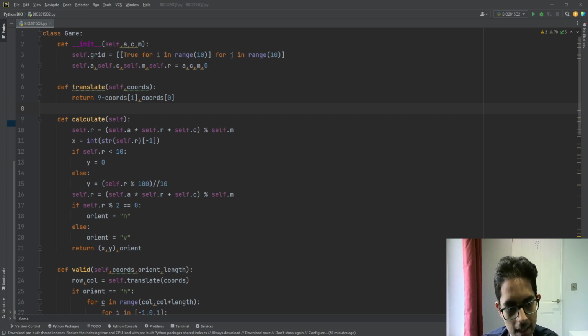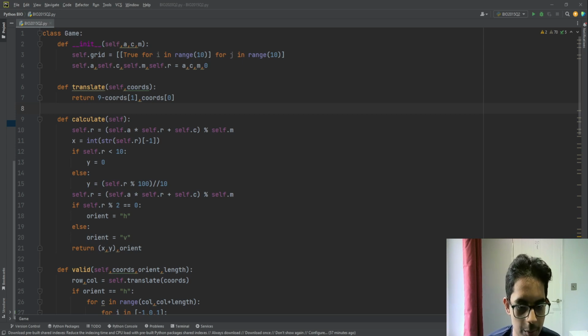And then if r is less than 10, then the tens digit will be 0. But if r is greater than 10, then the y-coordinate is the tens digit. The way we got the tens digit is we took r mod 100 and then divided it by 10. We could have also done int of string of r, and then instead of -1, if we had 0, then that would have also worked just fine.